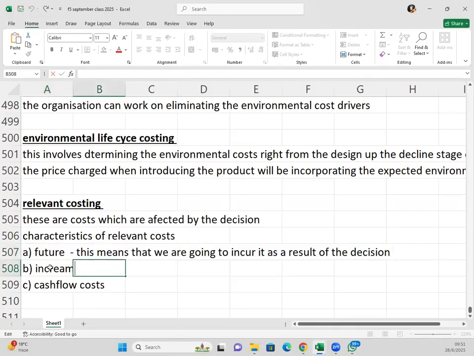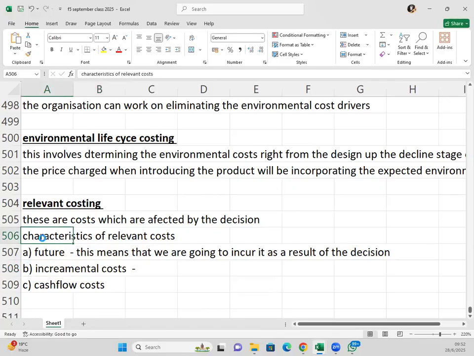That is, the relevant cost is a future cost. And if the cost is to be regarded as relevant cost, it has to be incremental. So if it is incremental, it means that it will result in an increase in the cost that we are already incurring. So if we go ahead with this decision, the costs that we are incurring are going to increase. So if we are still going to be incurring the same cost, then it means the cost is not incremental. So a relevant cost must be incremental. By being incremental, it must increase the current cost.